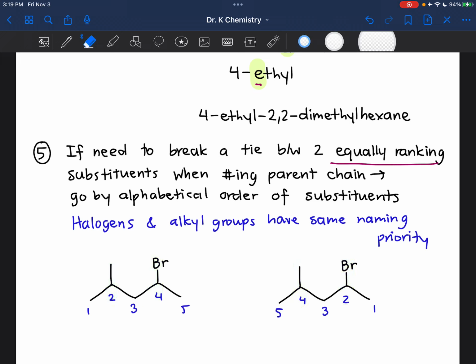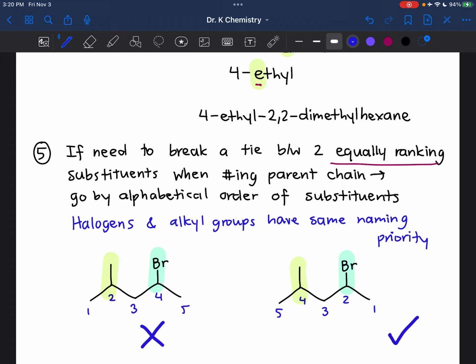Eventually, we're going to discuss different functional groups, and in that case, you will see some higher ranked functional groups, and then that system will change. But for now, they're all exactly equal. So now I have to decide, okay, well, bromo starts with B, methyl starts with M, which means that bromo is going to have the higher priority due to its alphabetical order. So I'm actually going to choose this version, not this version. I want to give the one that comes first alphabetically the lowest possible number.